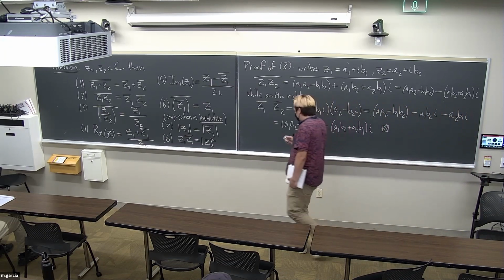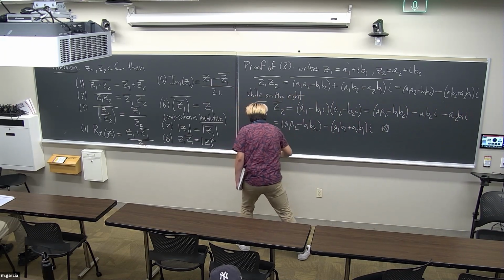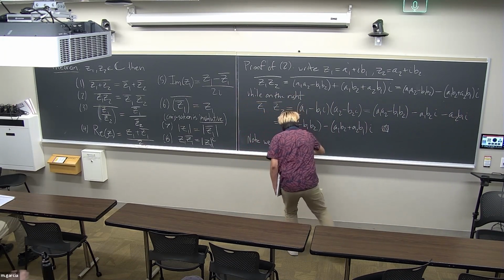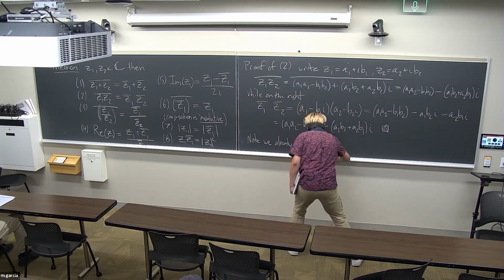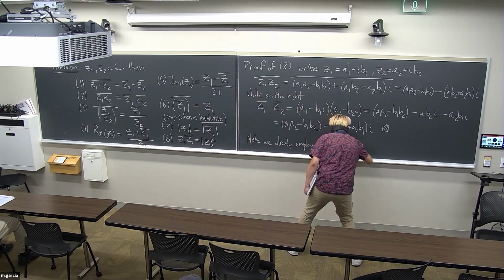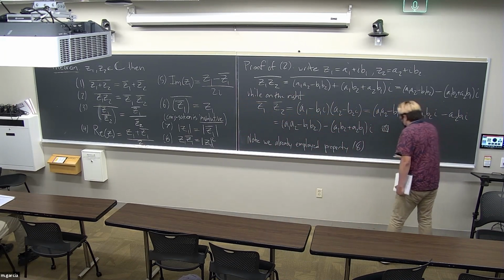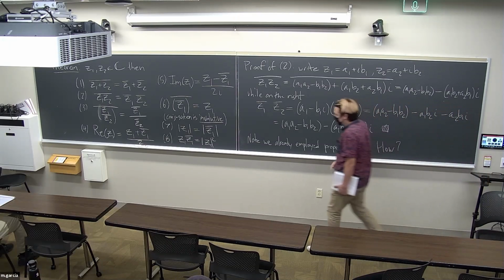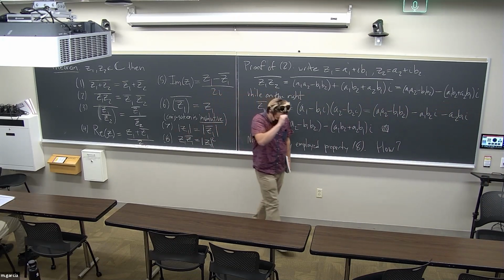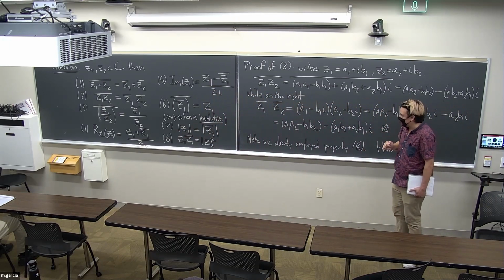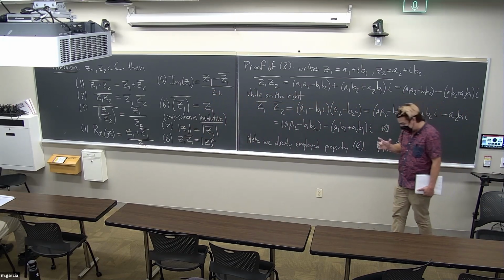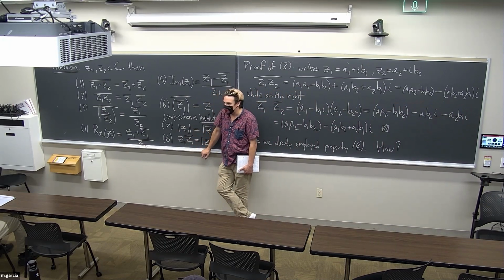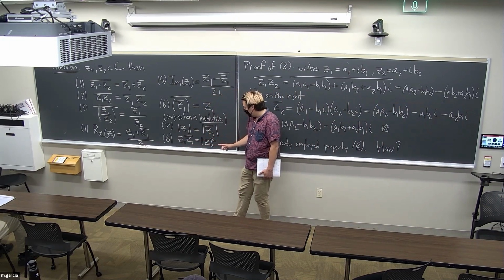So, I want you to notice something. Note, we already employed property 8. How? Where did we use the fact that Z1 times Z1 bar is equal to the magnitude of Z1 squared? Let me give you a hint. The important thing is that I've multiplied two complex numbers together to get a real number.